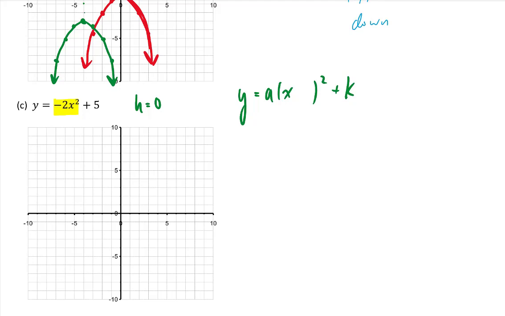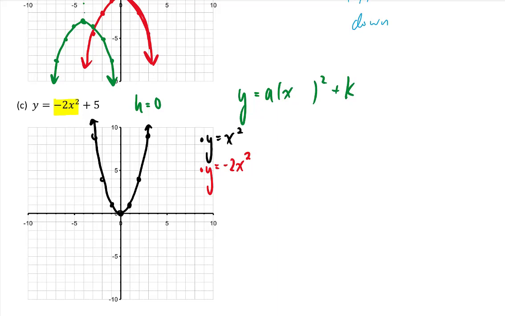So starting with our base graph, y equals x squared. So again, just squaring the values as I go through. So there's y equals x squared. So add that to my legend, y equals x squared. Next graph, I start with the a value. So y equals negative 2x squared. So I'm going to stretch all the y values by 2 and make them negative.